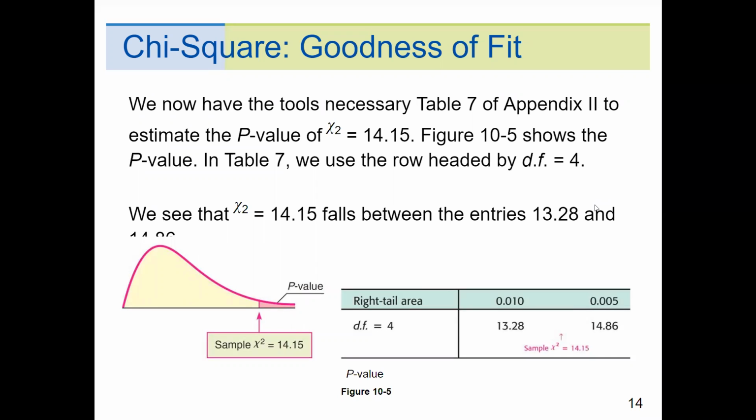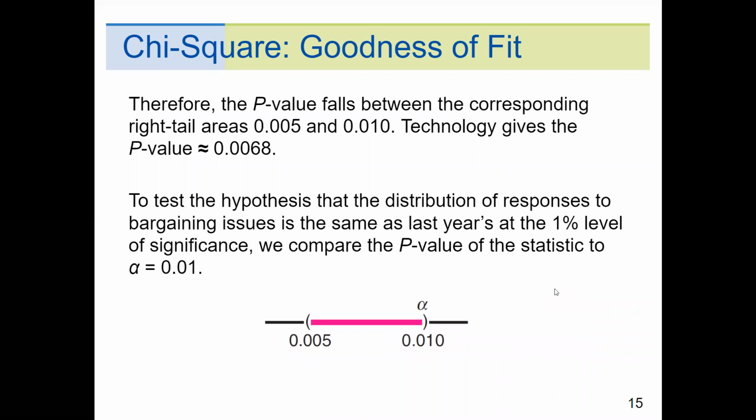We now have the tools necessary, table 7 of appendix 2, to estimate the p-value of chi-squared equal to 14.15. Figure 10.5 shows the p-value. In table 7, we use the row headed by degrees of freedom equal to 4. We see that chi-squared 14.15 falls between the entries 13.28 and 14.86. Therefore, the p-value falls between the corresponding right tail areas 0.005 and 0.010. Technology gives us a p-value of 0.0068.